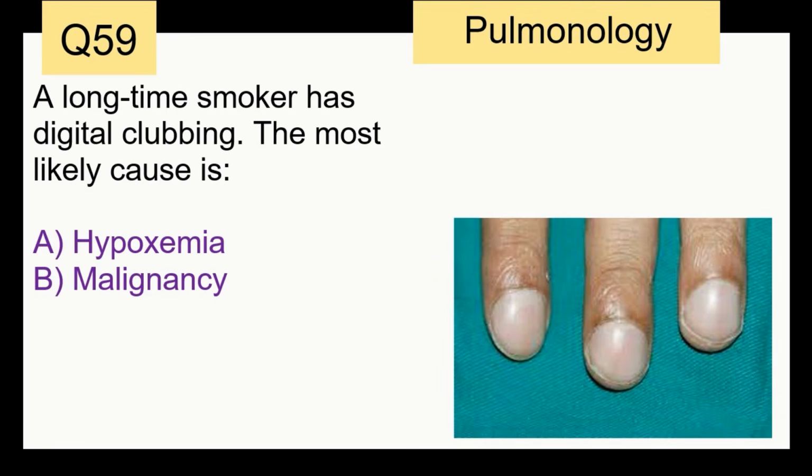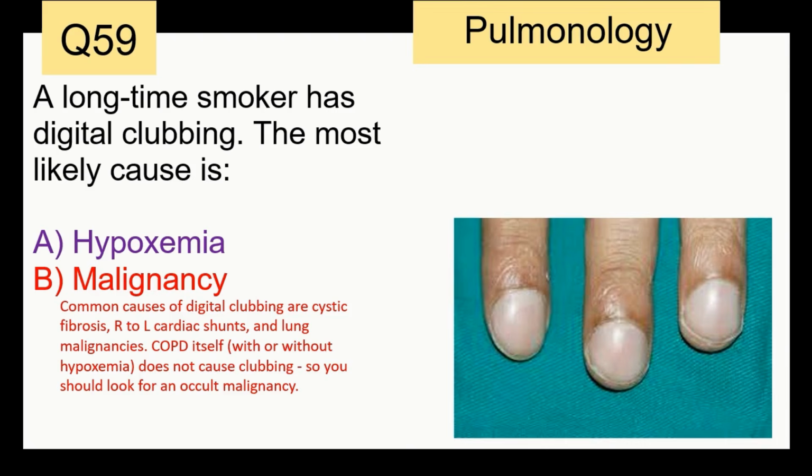Question 59, a longtime smoker has digital clubbing. The most likely cause is, it's actually malignancy. Common causes of clubbing include cystic fibrosis, shunts, and lung malignancies. COPD itself does not cause clubbing, so in the case of a patient with COPD who has clubbing, you need to look for an occult malignancy.